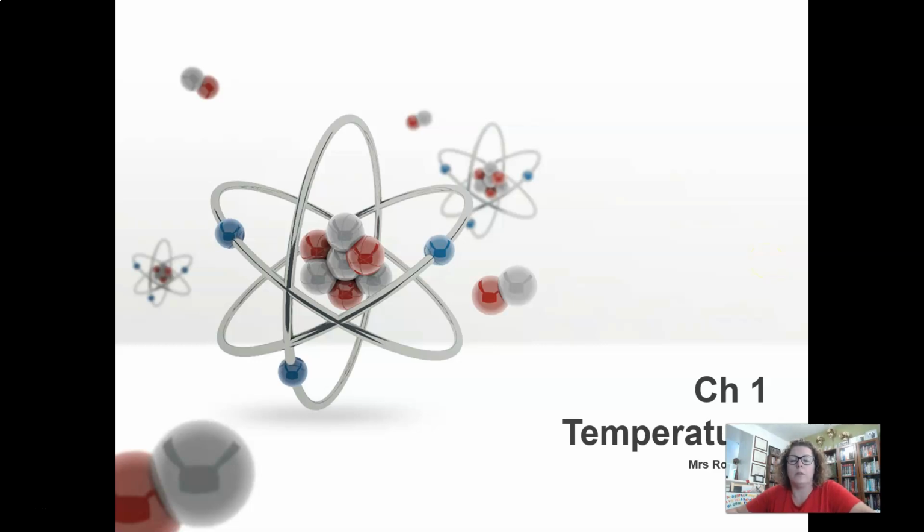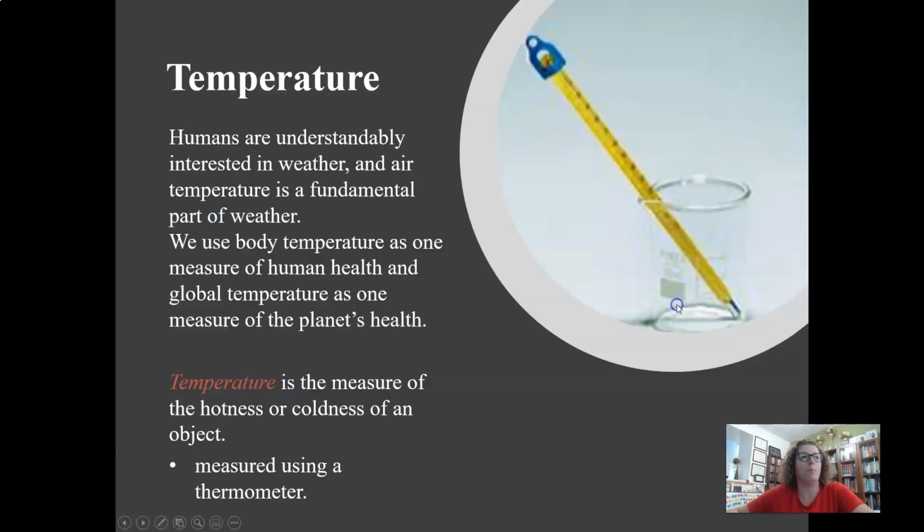Hello everyone. Today we're going to talk about temperature, not only how to measure temperature, but how to calculate different amounts of temperature for the different temperature scales. So in the PowerPoint, first you see obviously we use thermometers to measure temperature. And temperature is the measurement of how hot or how cold an object is.